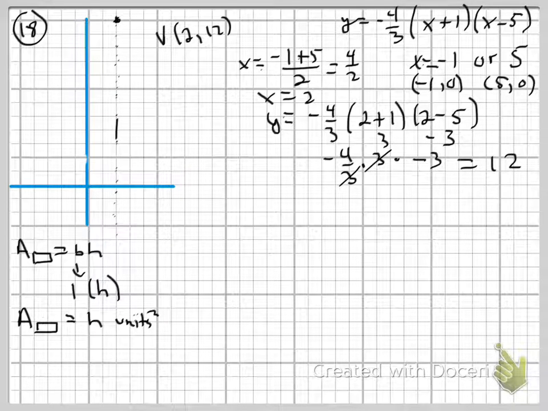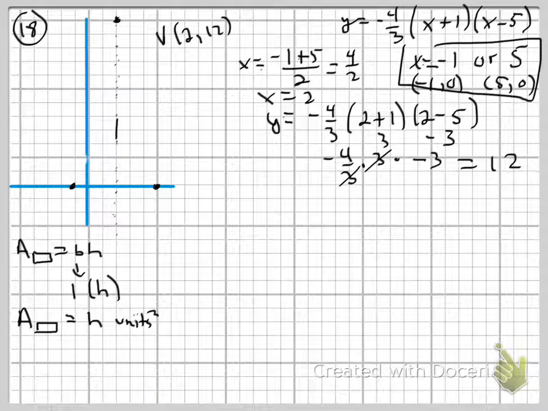I also know my zeros. I've graphed this right now. My zeros, I have to go to -1 again, and I have to go to 5. It'd be nice if I got some points in between. I don't know what number you want to put in there. Let's try 1.